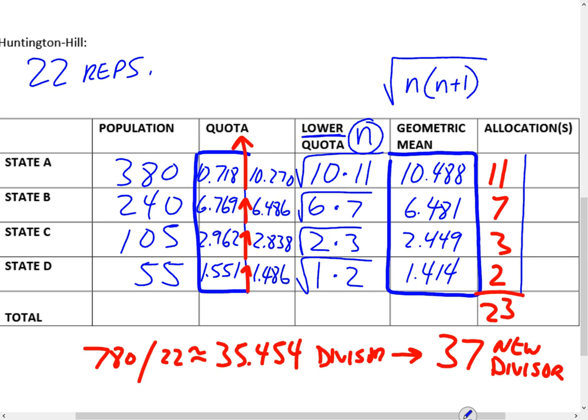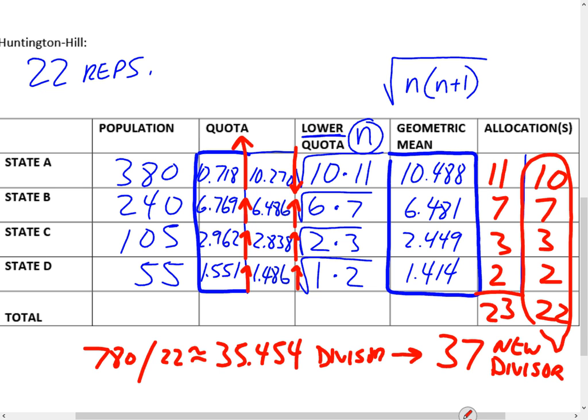Now, compare the new quotas to the geometric means. Is 10.270 more or less than 10.488? Less. So we're going to bump that down to 10. All of the rest, they're more than. So we're going to bump all of those up. They're all going to stay the same. That's our final answer.